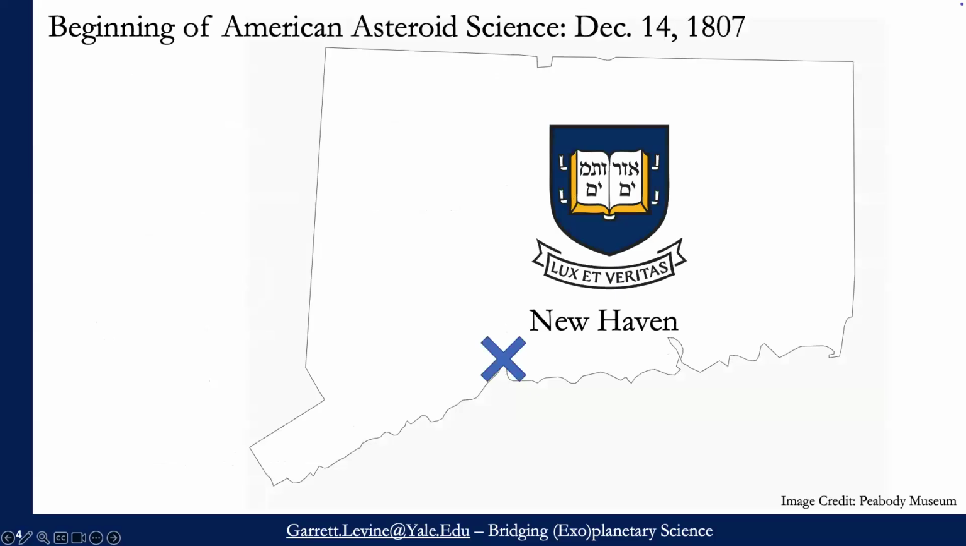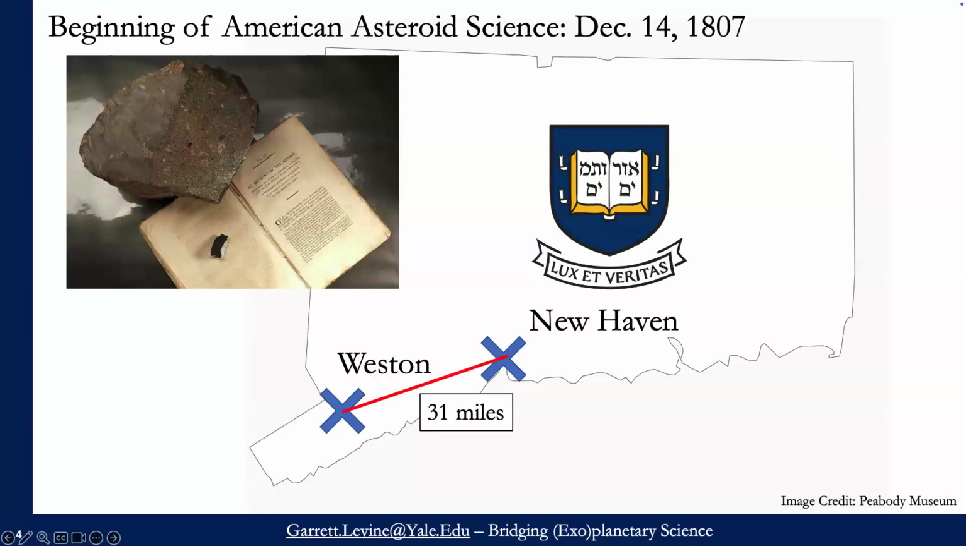On a sort of historical note, it's pretty fitting that I'm actually coming to you today from Yale. Yale was actually where the beginning of American asteroid science happened. It was December 14th, 1807. Judge Nathan Wheeler was out for his morning walk when he saw a fireball in the sky and heard a loud explosion. And he saw this rock crash through the side of his barn. I actually saw it last week at the Yale Peabody Museum.